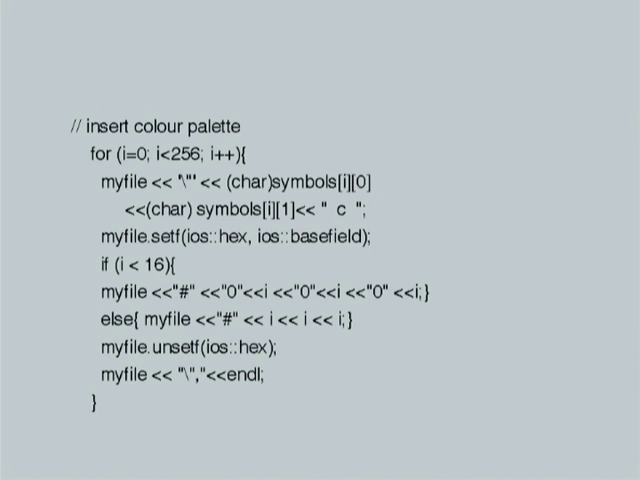Ordinarily, I would have simply said myfile << hash << i << i << i. Hash represents hexadecimal. You notice that in the sample file that we saw. I want hash sign followed by 2 bytes of hexadecimal red, 2 bytes of hexadecimal green, 2 bytes of hexadecimal blue. And ordinarily, I will translate into 2 bytes, except for values of i which are less than 16. The values of i less than 16 require only one hexadecimal digit: 0, 1, 2, 3, 4, 5, 6, 7, 8, 9, A, B, C, D, E, F.